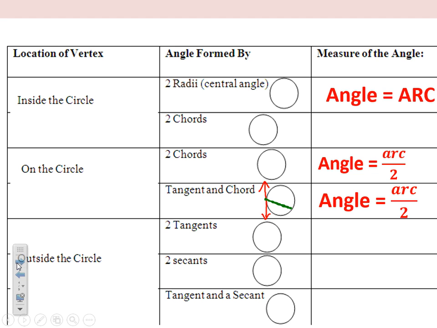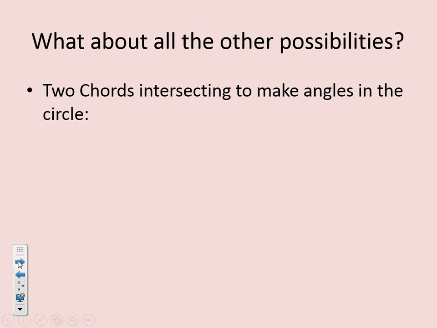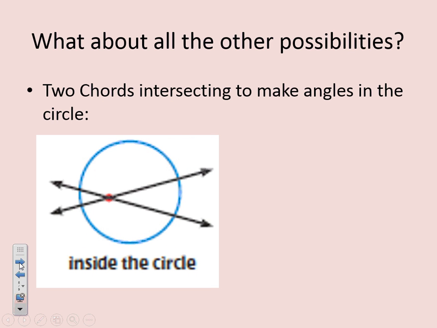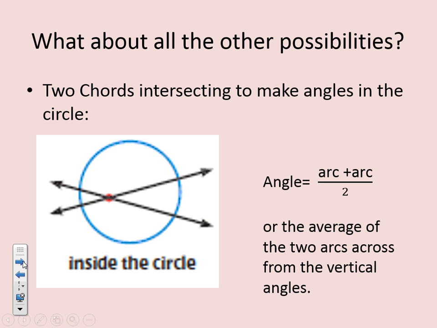All right, moving on. Now, what will happen with these other properties? If I'm given two chords intersecting to make an angle in a circle, it looks like this. So now I'm looking inside the circle. So make sure you draw this. We have two chords intersecting to make angles in the circle. Now when I have this one, it's going to be the same thing.